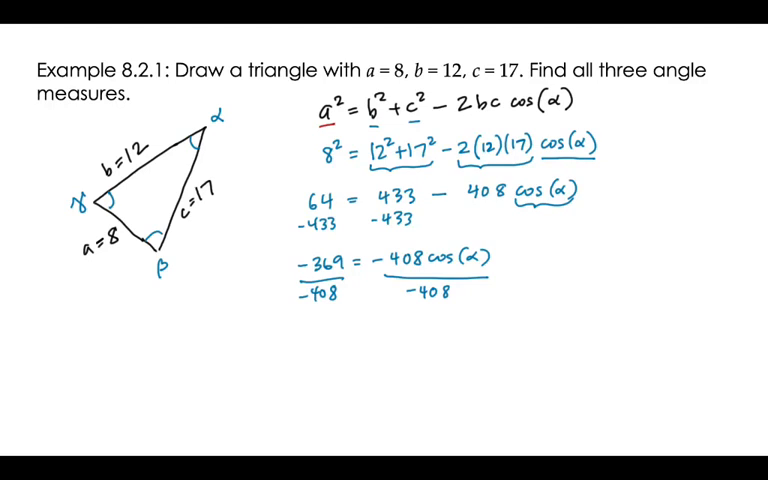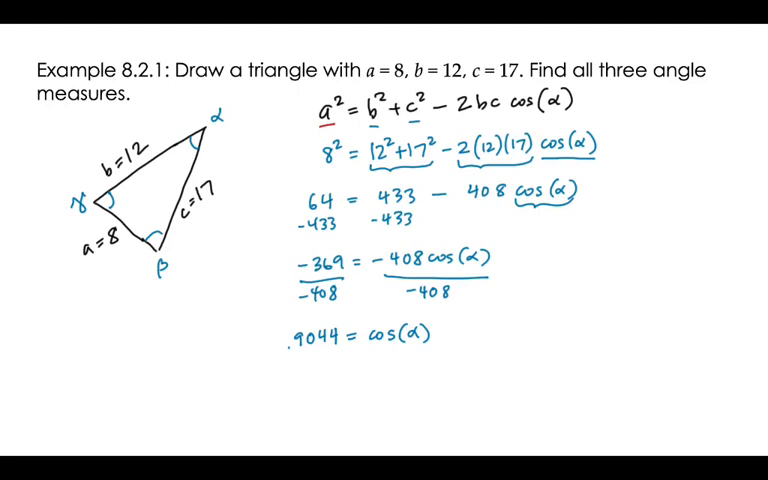I get 0.9044. I'm going to keep all of these decimal places in my calculator; I'm only going to write down a couple of them. Now we need to solve that equation: cosine alpha equals 0.9044. By now we've talked enough about how we don't divide by cos. We can't divide by the symbol of a function. We learned about solving trig equations and inverse trig functions, and that's how we're going to solve for this.